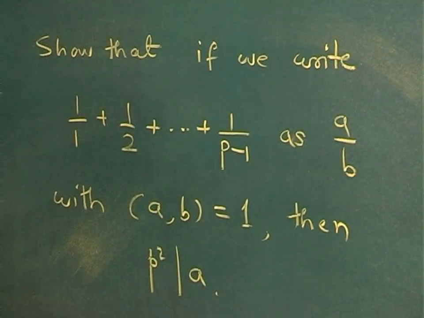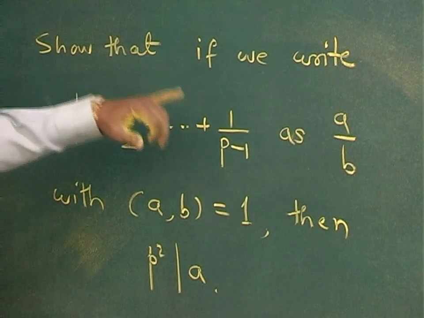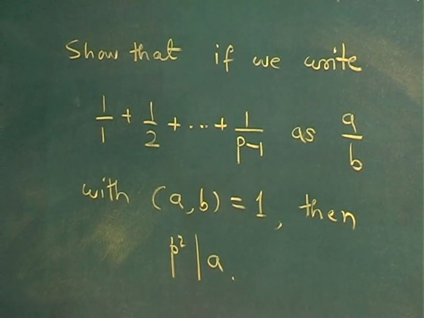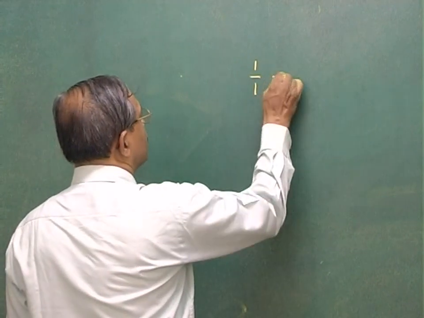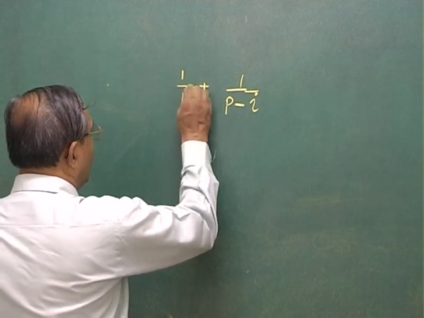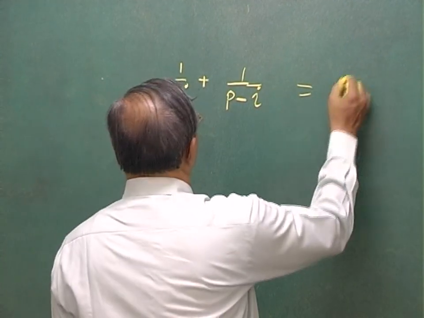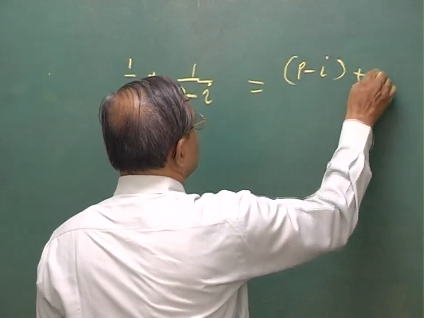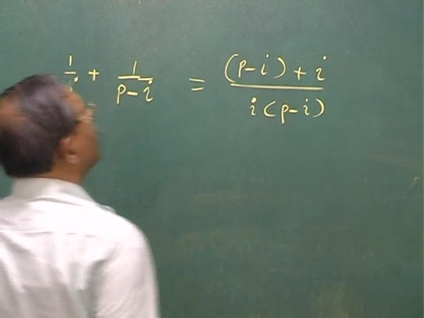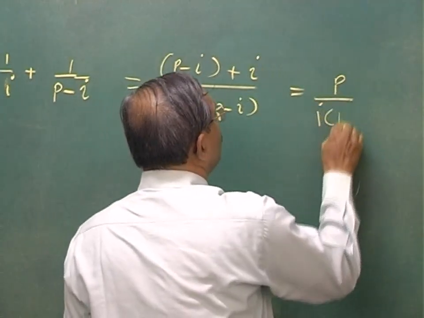See, it is somewhat easy to see that the numerator of this is divisible by p. That is somewhat easy. Take 1 upon 1 plus 1 upon i and 1 upon p minus i. What can you say about this? If you take this together, p minus i plus i divided by i into p minus i, and this is p upon i into p minus i.